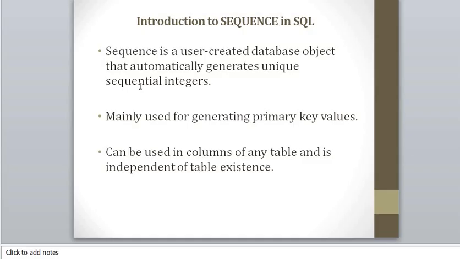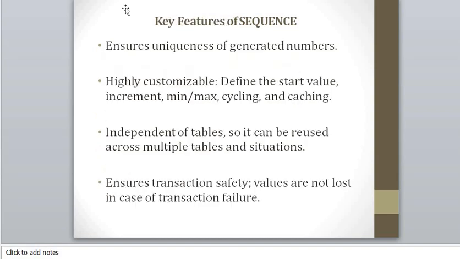The purpose of a sequence is that it is mainly used for generating primary key values. We all know that primary key values should be unique and not null. Hence, a sequence can be used to generate unique sequential numbers which can be used as primary key values. A sequence can be used in columns of any table, and it can also be used without a table.